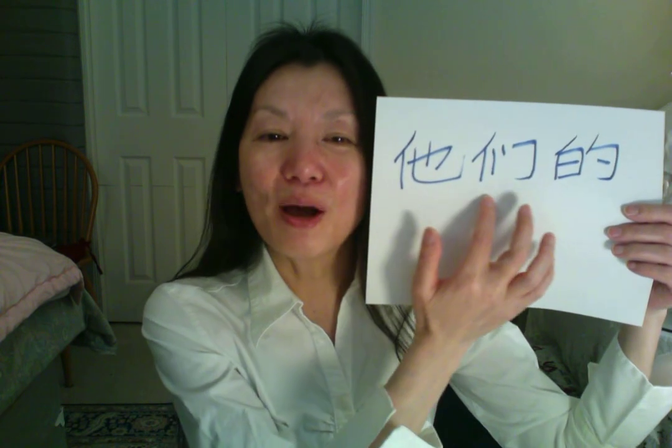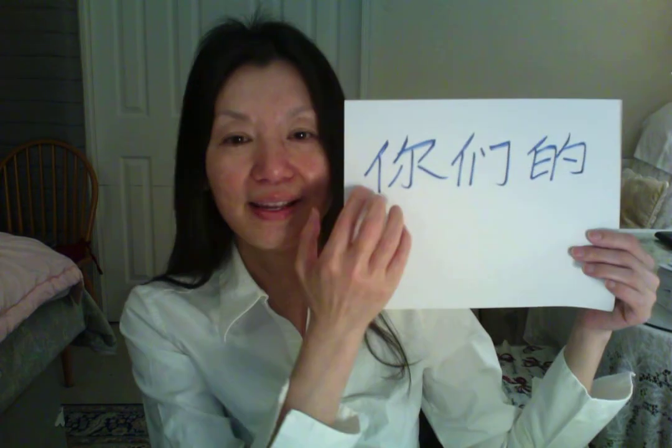And right here. 他, he. 们, plural, 他们, they. 的 by itself is a possessive, like 's and of. 他们的, their. 他们的, their. Okay, that's next. 你, you. 们, plural, you all. 你们的, yours.